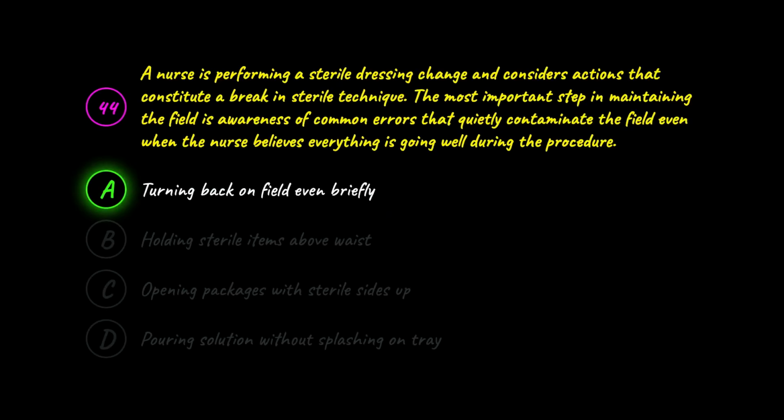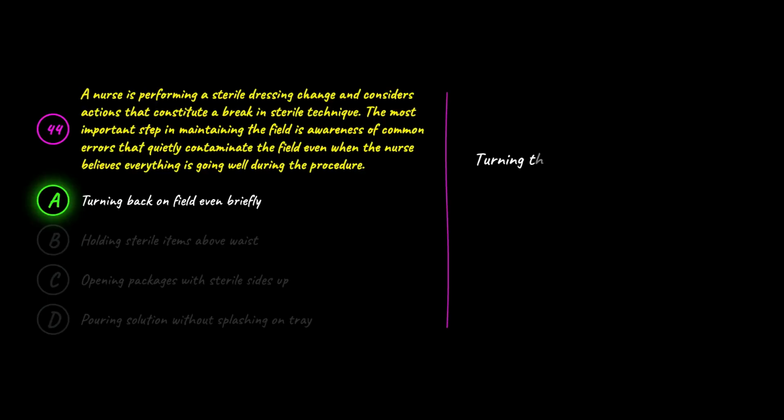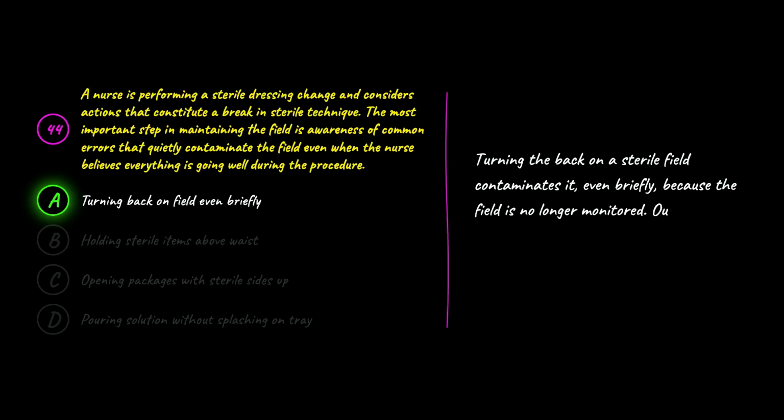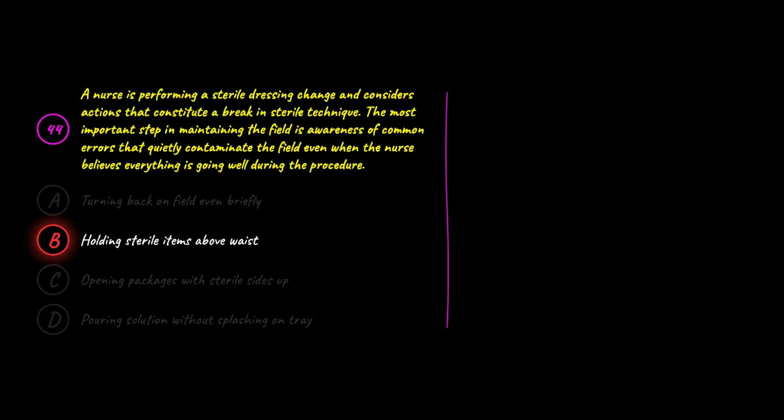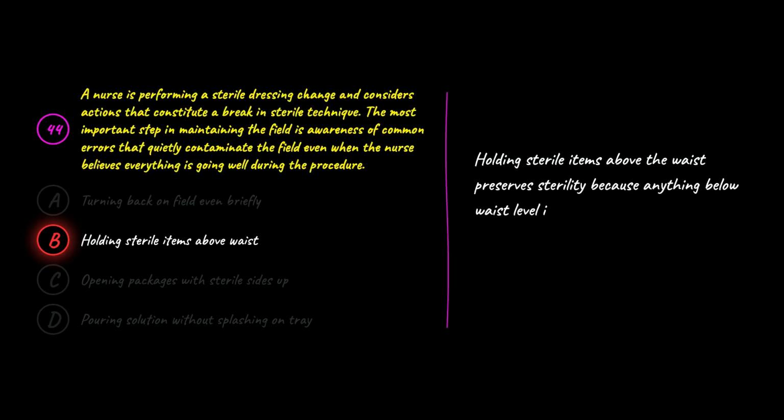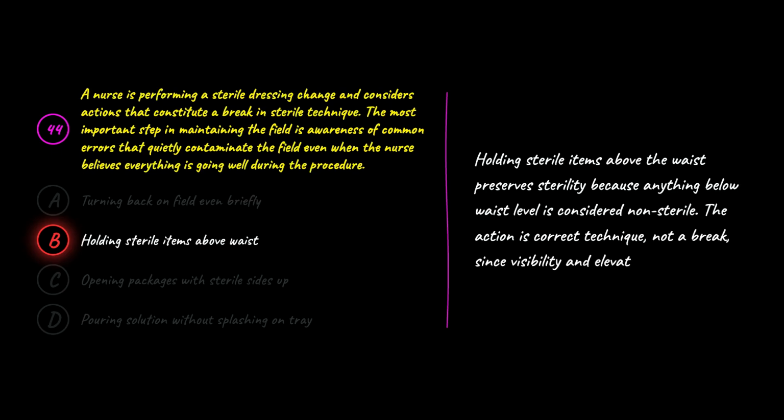The correct answer is A. Turning back on field even briefly. A is correct because turning the back on a sterile field contaminates it, even briefly, because the field is no longer monitored. Out of sight equals out of sterile, and the nurse must remain facing and watching the field at all times. B is wrong because holding sterile items above the waist preserves sterility, because anything below waist level is considered non-sterile. The action is correct technique, not a break, since visibility and elevation are both maintained.